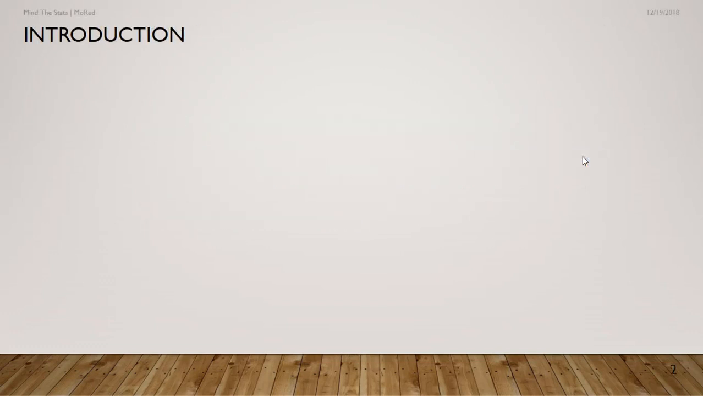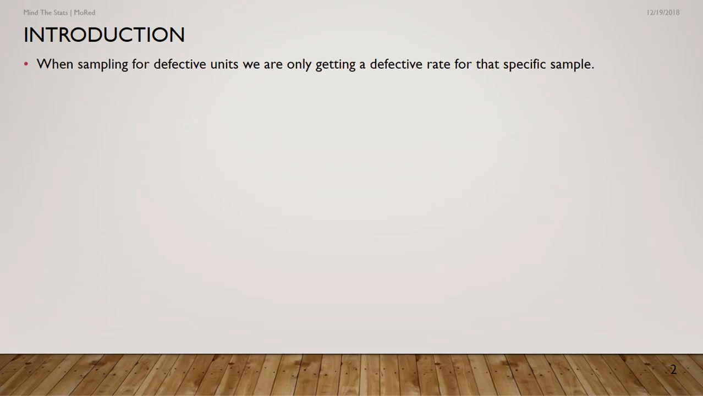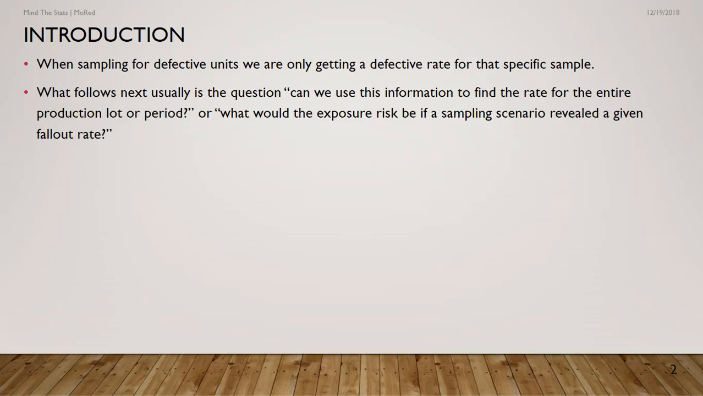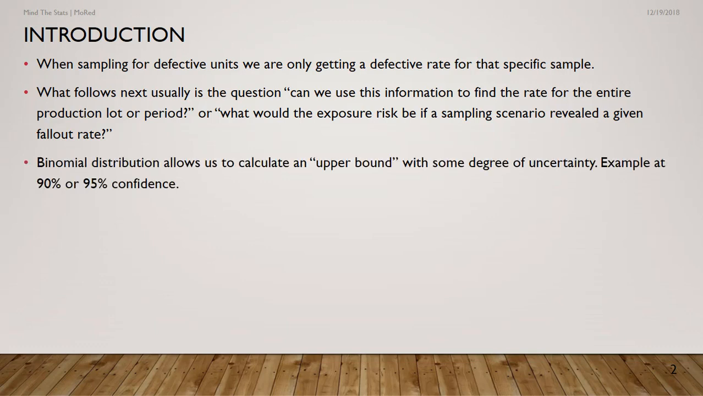No one can predict events in the future with 100% certainty. There's always a risk for error. When sampling for defective units, we're only getting a defective rate for that specific sample. However, the sample may give us an idea about the entire population and make us wonder, can we use this information to find the rate for the entire population, or what would be our exposure risk? These are good questions, and binomial distribution allows us to make estimates with some degree of uncertainty.